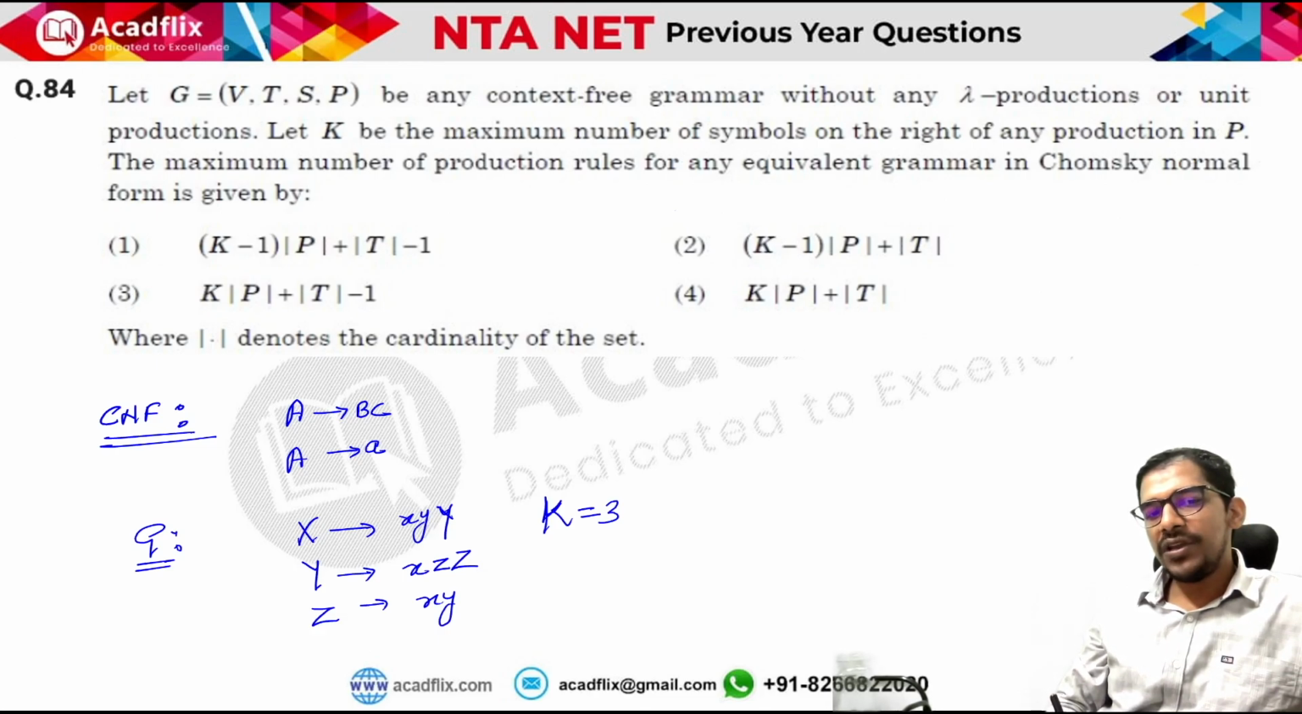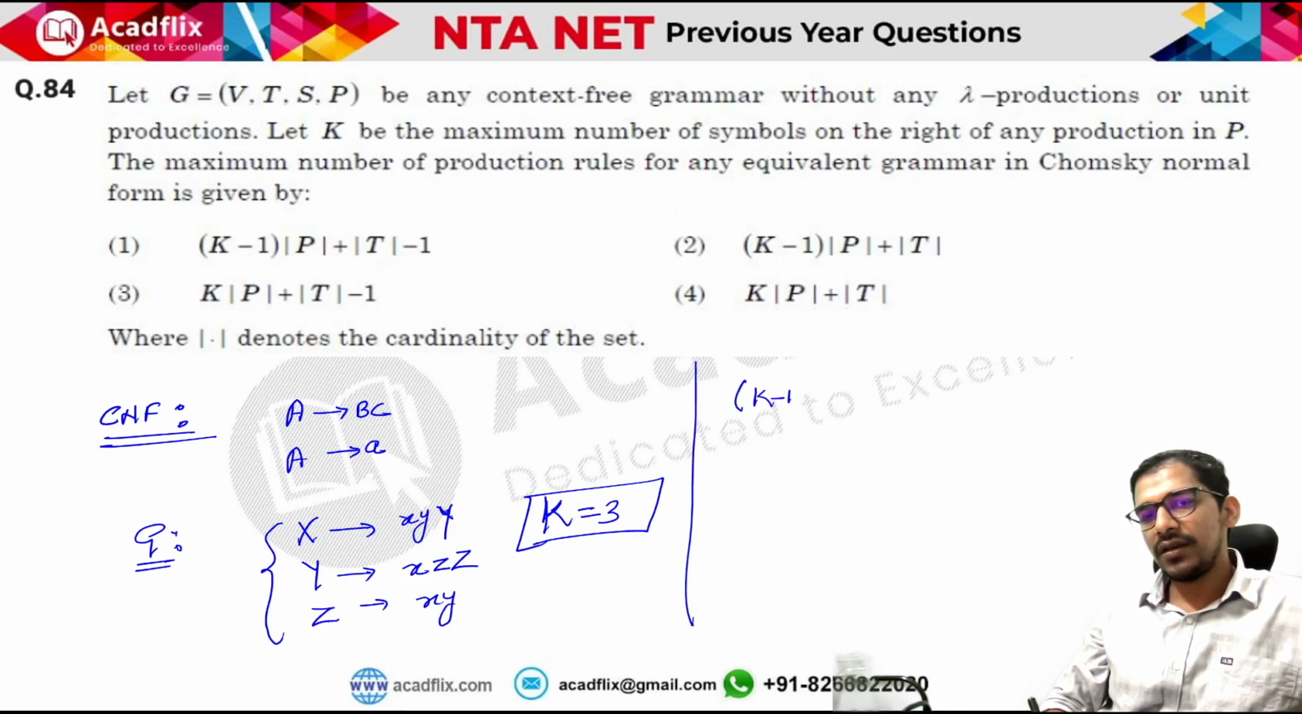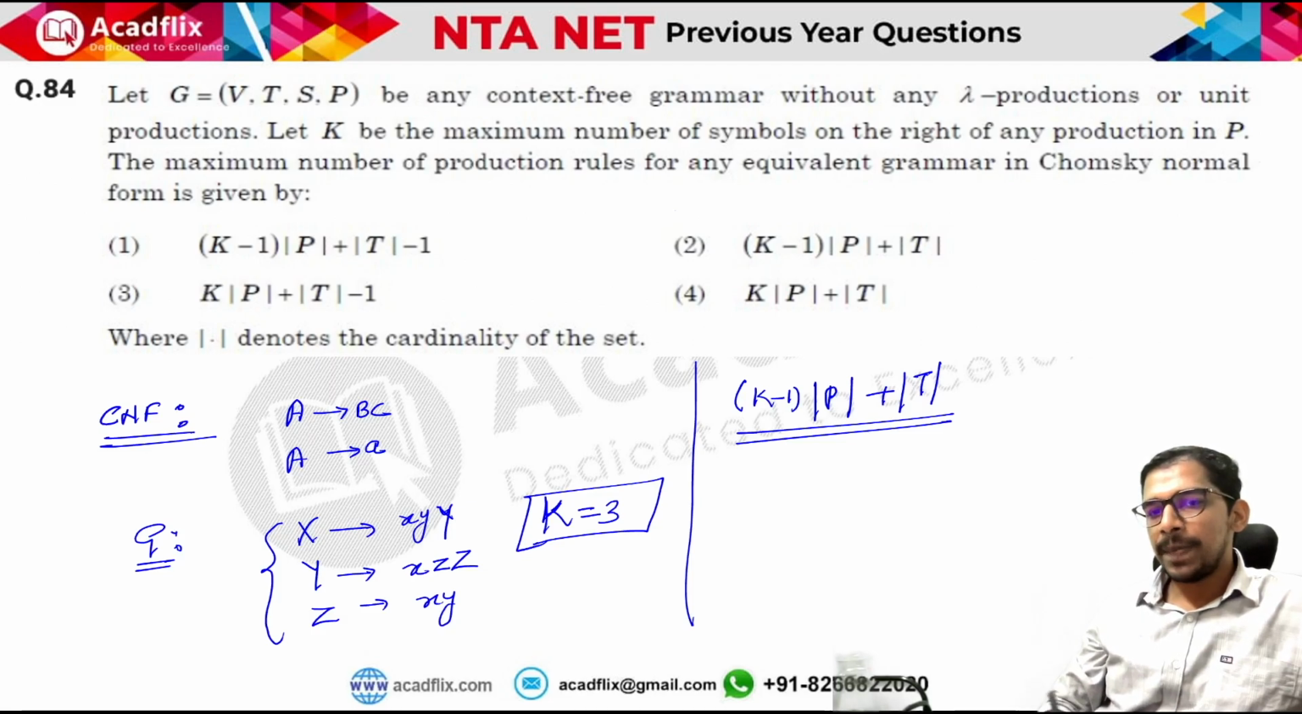Now they are asking how many production rules will be there if we convert this grammar into the Chomsky normal form grammar. For that we have a direct proof, and the formula is k minus 1 into the number of productions, where the bars represent the cardinality of the production set, plus the number of terminals. This is the maximum number of production rules in the equivalent CNF. This is the maximum, which means we can have fewer productions.